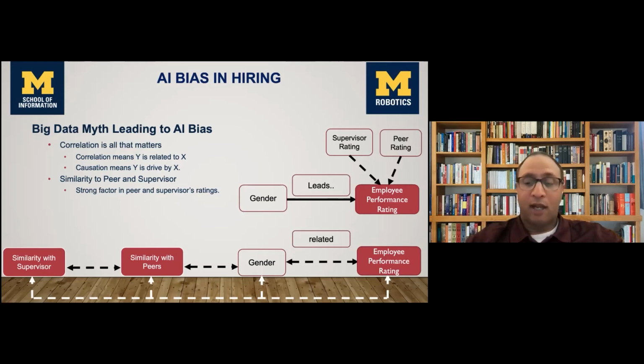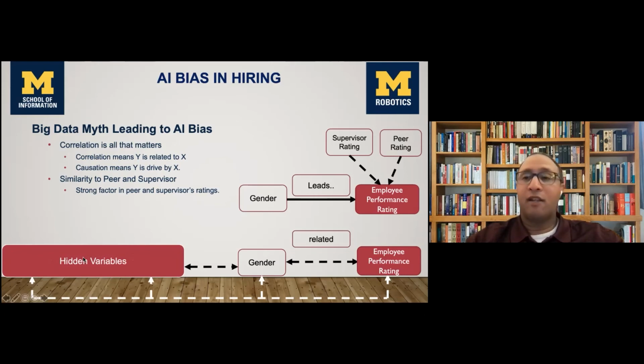The problem is that these two variables are hidden. So they're not in the data set. Like there's no supervisor similarity variable in the data set, right? So these are hidden variables. And so what happens is you run the analysis, gender comes up to be significant, and you say, oh, well, men perform better than women. No, that's not what happened. What happened is that men are the majority in the company, they are the majority of supervisors. And we know that people rate people like them higher. So they are rating other men higher than other women, which is different than actual performance, right?